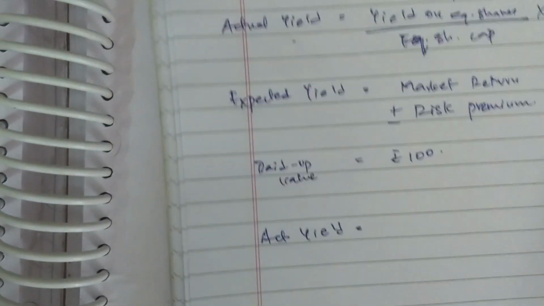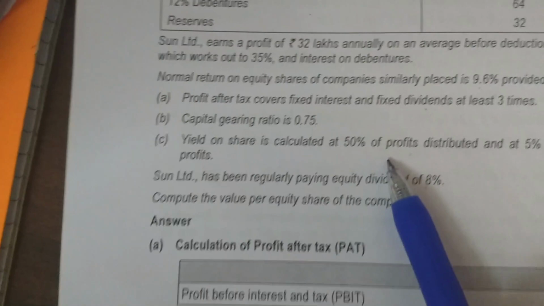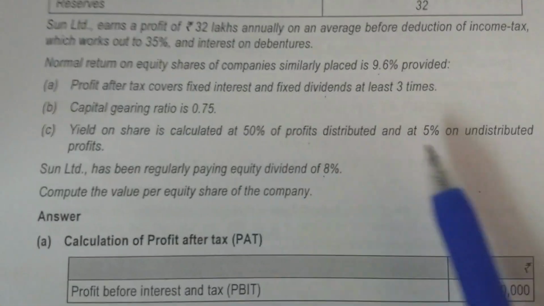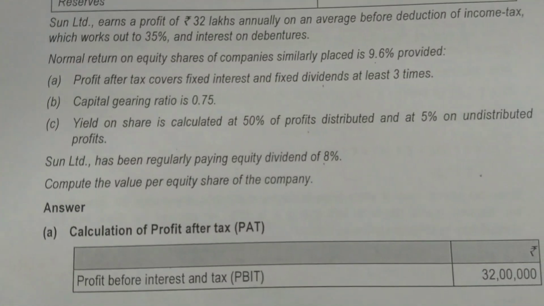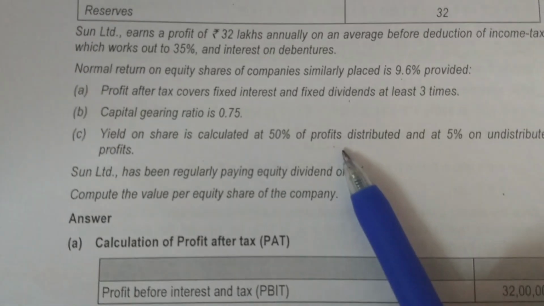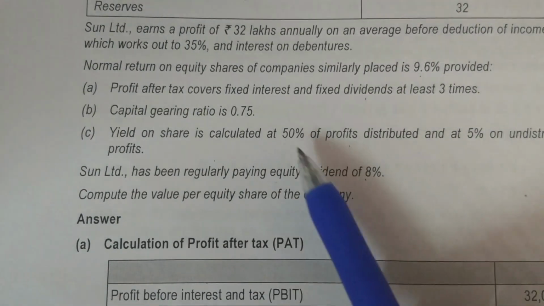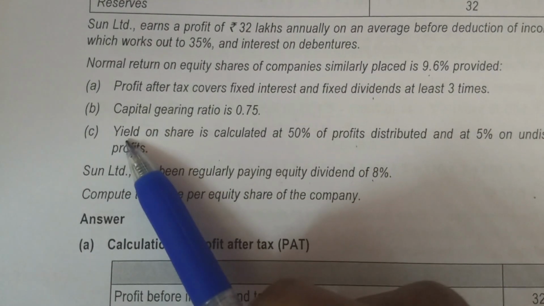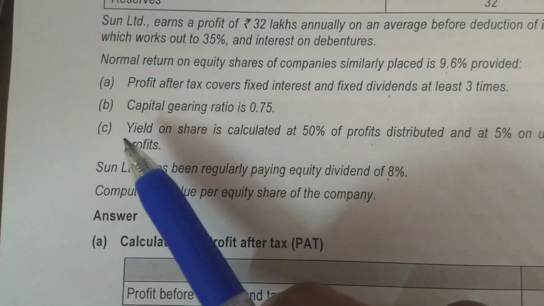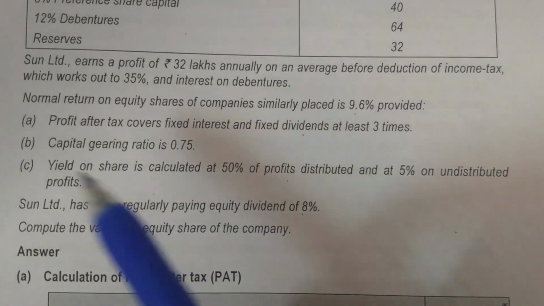The yield on equity share, the question clearly says here, is calculated at 50% of the profits distributed and 5% of undistributed profits. Now, what does it mean by profits distributed? It is obviously dividend, and it says that SUN Ltd has been regularly paying equity dividend at 8%, which means 50% of this 8% is the yield, plus 5% of undistributed profits, and we have to find the undistributed profits on which 5% is applied to find the yield.